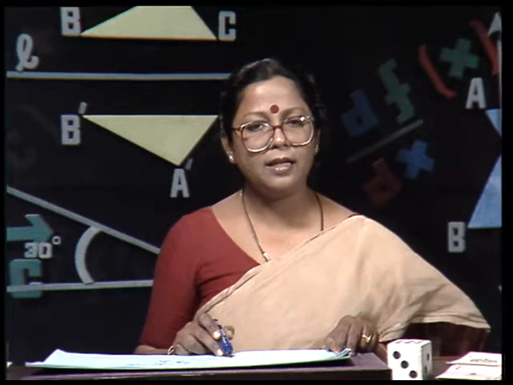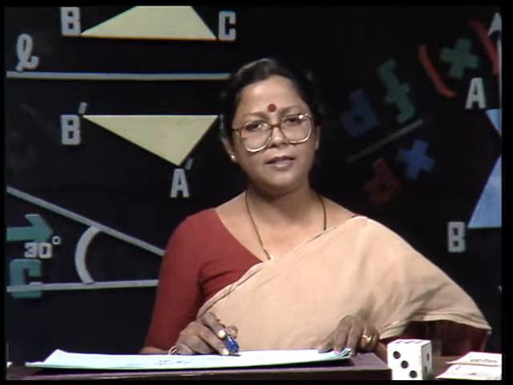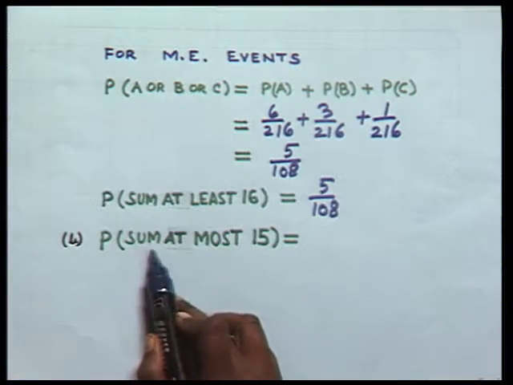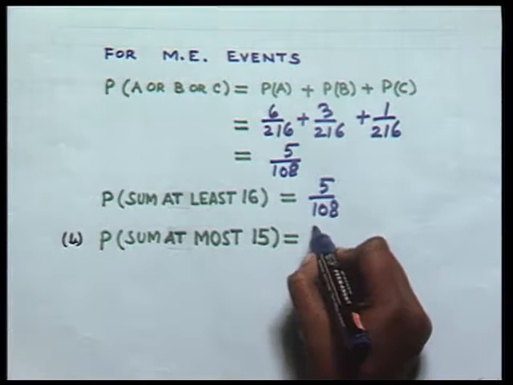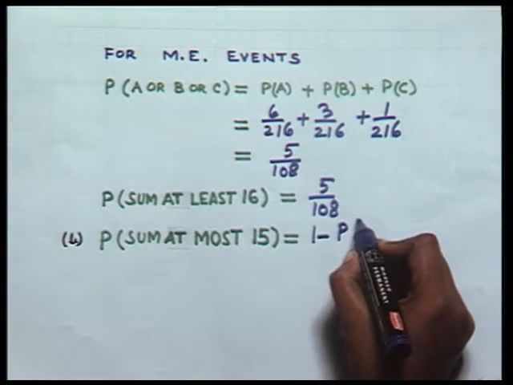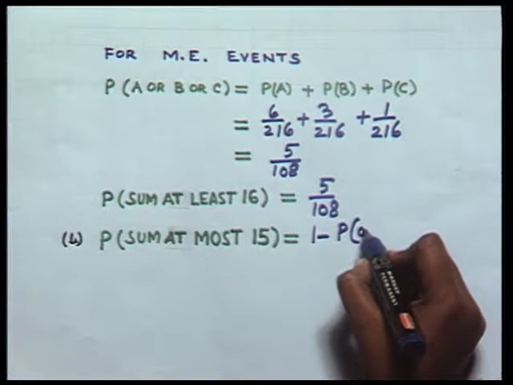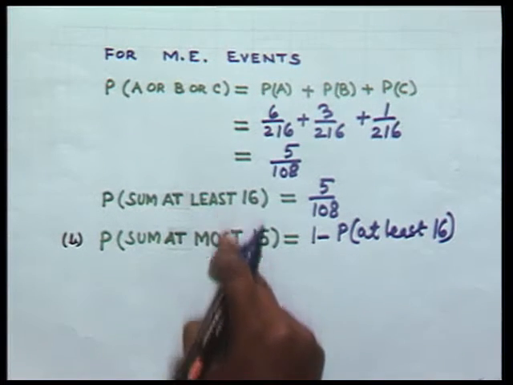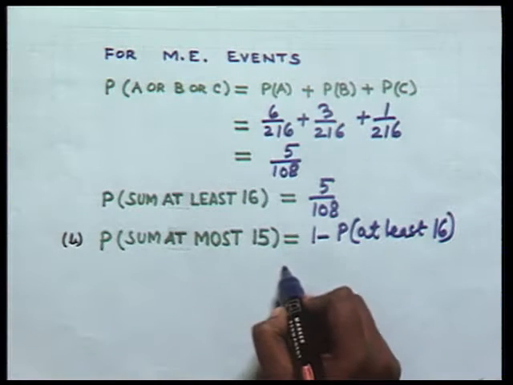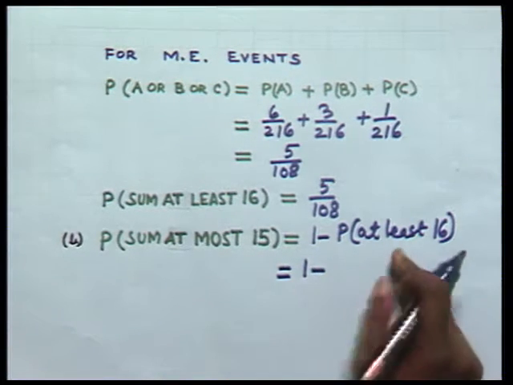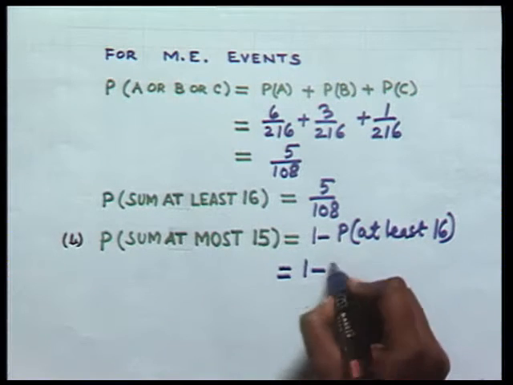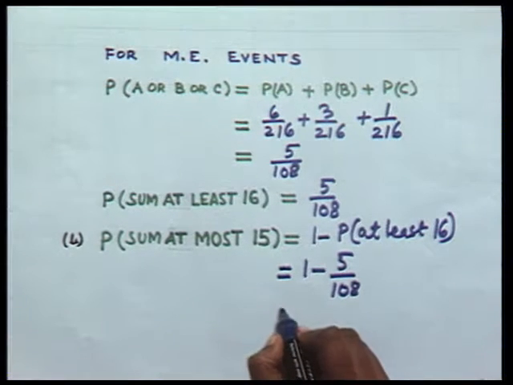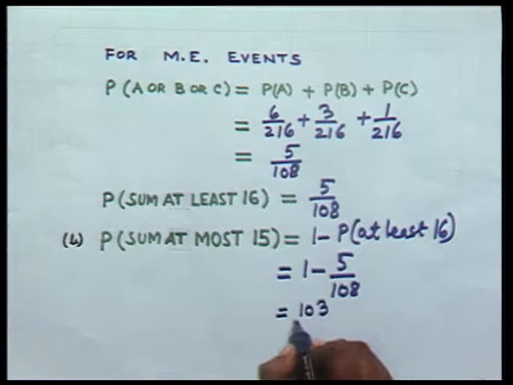So, instead of finding all the 13 probabilities for this event and adding them up, we can say that the probability of event sum at most 15 is 1 minus the probability of event sum at least 16, because they are complements of each other. This is equal to 1 minus, since we already know the probability of this event, we substitute this value 5 upon 108, and this is equal to 103 upon 108.